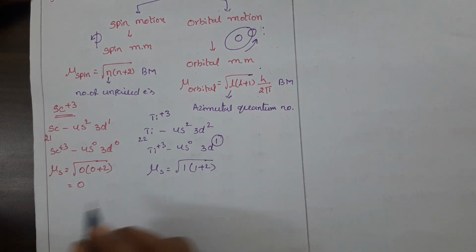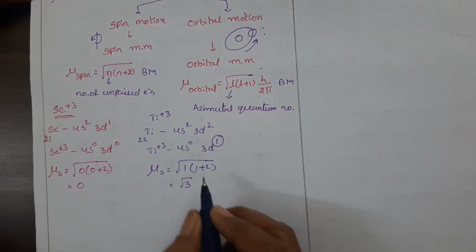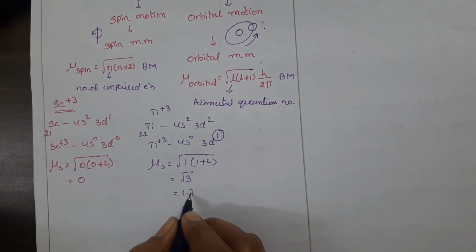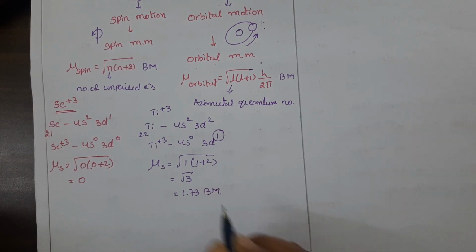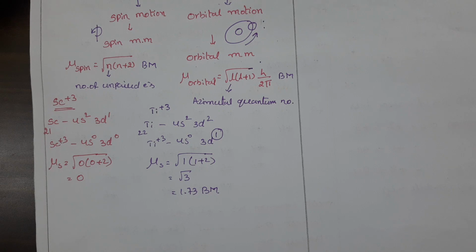So 1 into 1 plus 2, it is nothing but square root 3. 2 plus 1 is 3, 3 ones are 3. So square root 3 equals 1.73 Bohr magnetons. The titanium plus 3 magnetic moment is 1.73 Bohr magnetons.